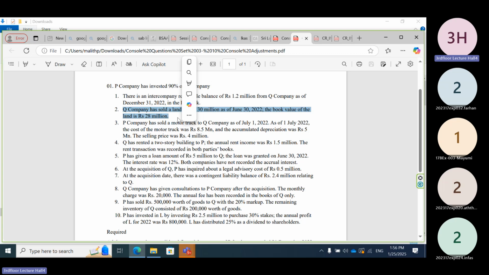Associate financial instrument. Then disposal, step and process.